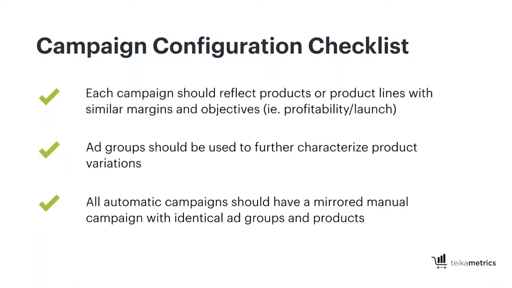Perfect. So we have a little checklist here, and Megan's going to drop a link to a more detailed list in the chat box. So look for that. But this is just a quick review of what your campaign should look like. You want to make sure you have that mirrored structure. You have an auto and a manual for each campaign with the same ad groups and the same products within each ad group. You want to make sure that each campaign reflects similar products with similar margins at the same objective. And you want to make sure you use ad groups to categorize your variations.